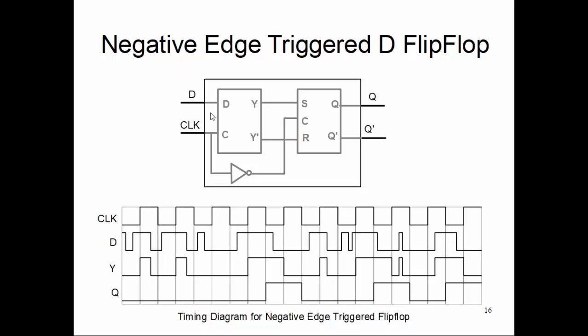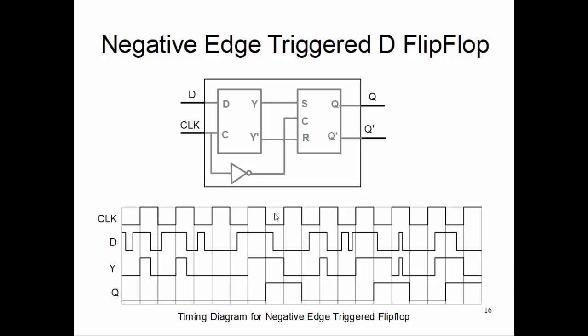Okay, so why is it called a negative edge trigger? Because if you see the relation between the clock and the Q, any value change on the Q happens only at the edge when the clock is coming down from high to low state. So that's why it is a negative edge trigger flip-flop.